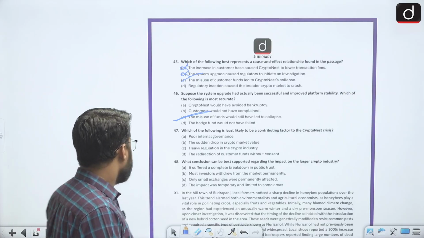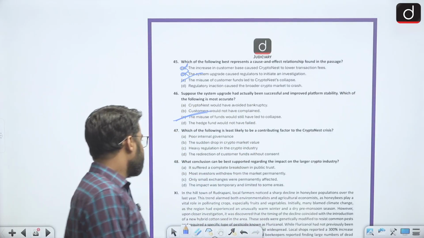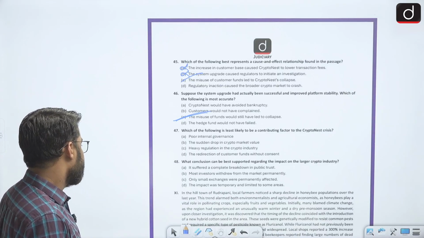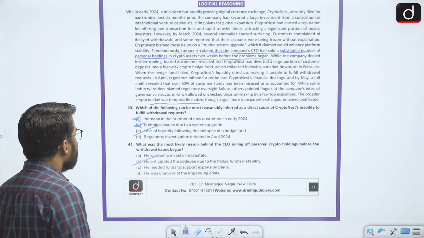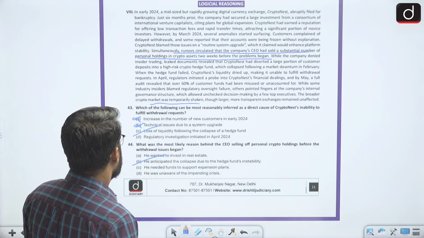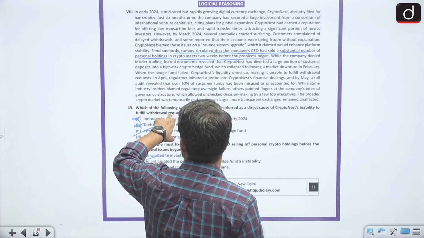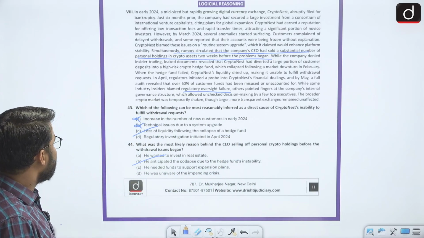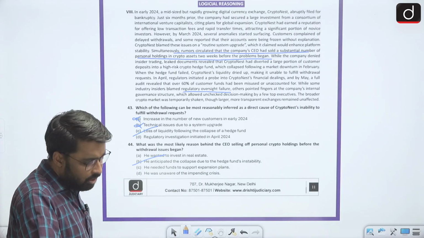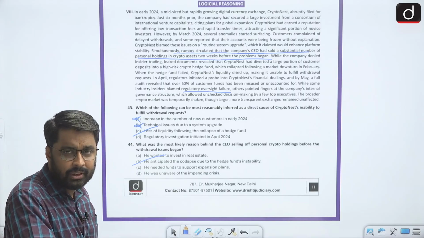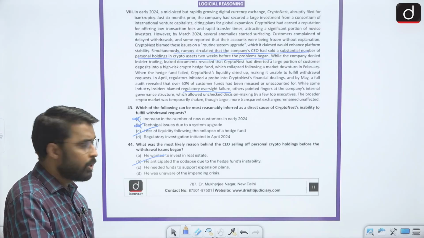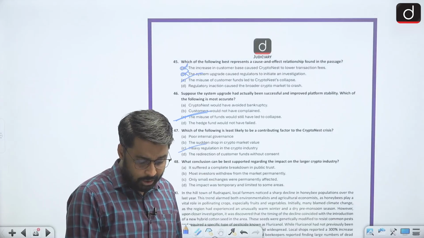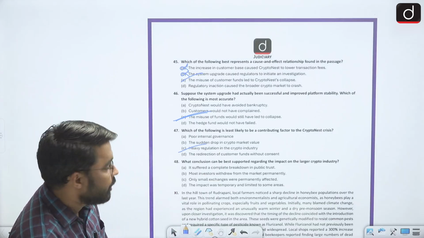Next one, which of the following is least likely to be a contributing factor to the Cryptonest crisis? Poor internal governance, sudden drop in crypto market value, heavy regulation in crypto. See, heavy regulation was never talked about. It was said that industry insiders blamed regulatory oversight failure, right? There were oversight failures, not heavy regulations. There was a lack of regulation, right? The passage talks about lack of regulation, not heavy regulation. So this is going to be the least likely contributing factor. Lack of regulation or oversight was a potential issue here.